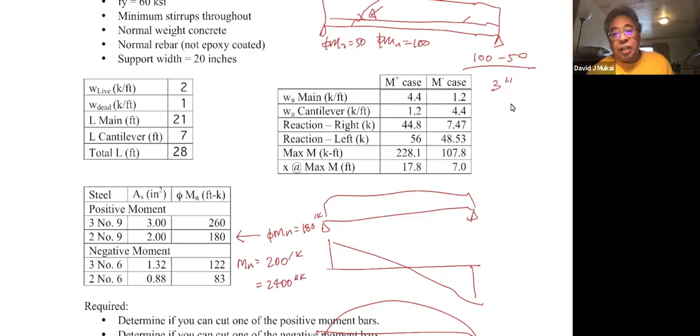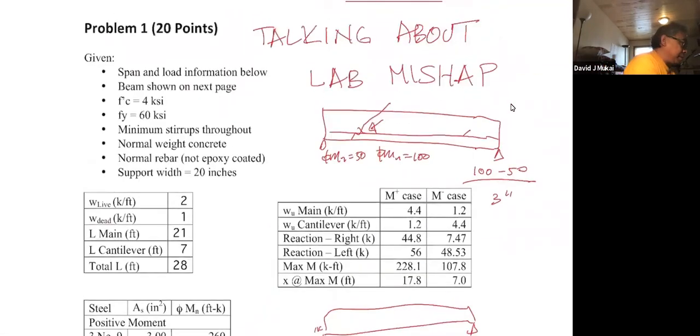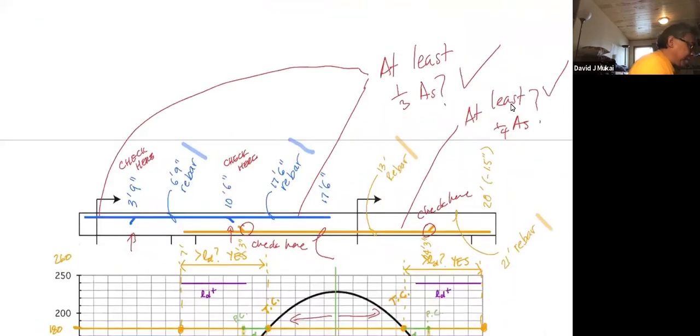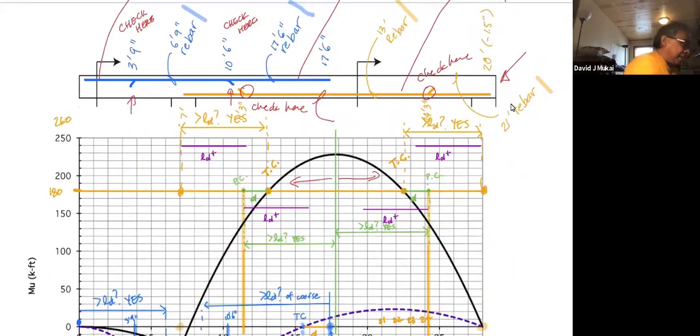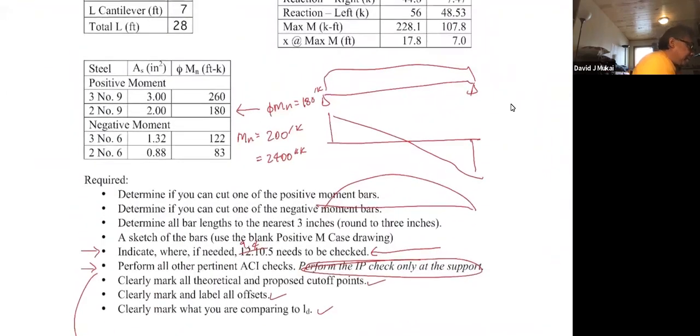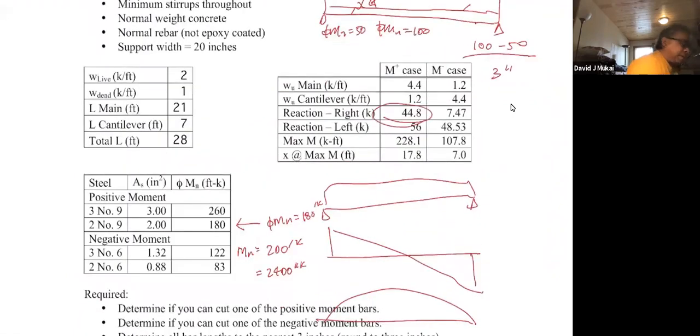We need to know VU for the positive moment. Oh, where's the picture? And we're looking here. Okay, that's the simple support. This equation is just for the simple support at the end. The right reaction is the shear, right? So that's VU.